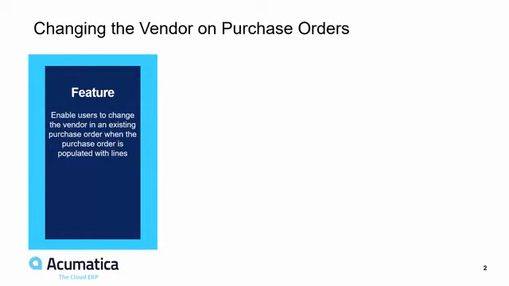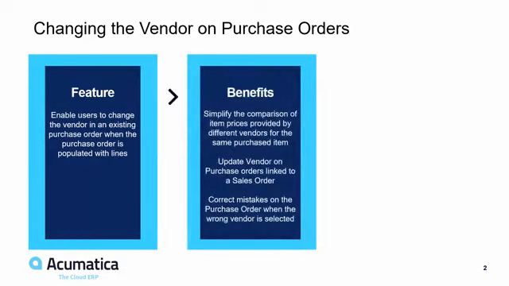By allowing users to change the vendor, you can easily compare item prices provided by different vendors for the same purchased item. You can update vendors on purchase orders linked to a sales order. And you can also correct mistakes on the purchase order when the wrong vendor is selected.